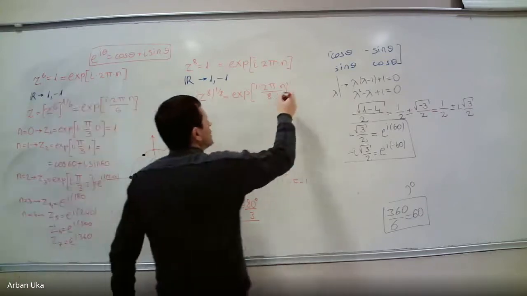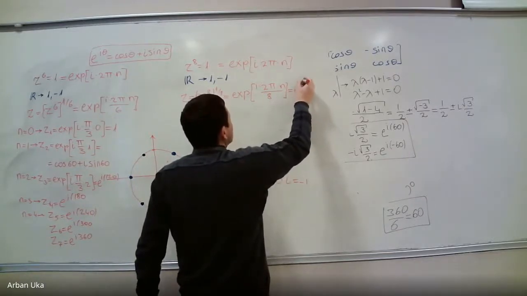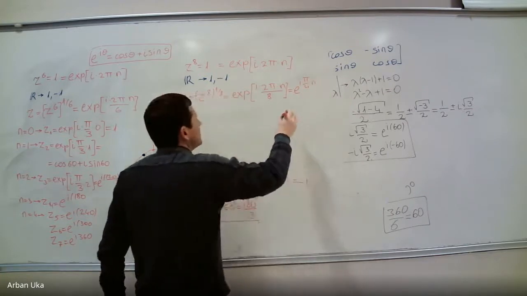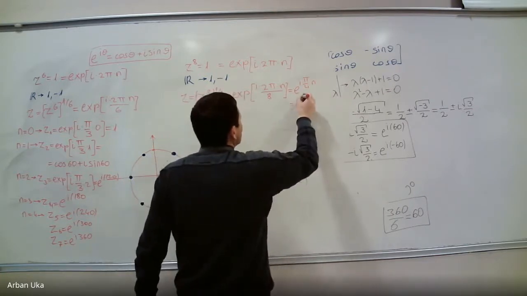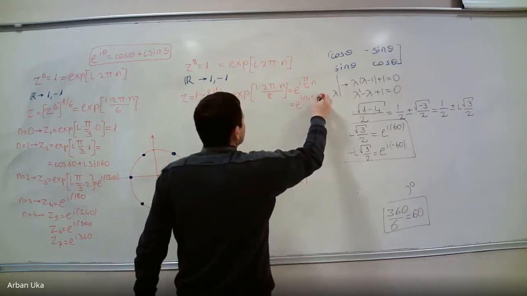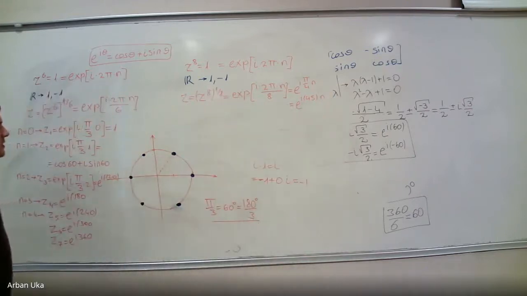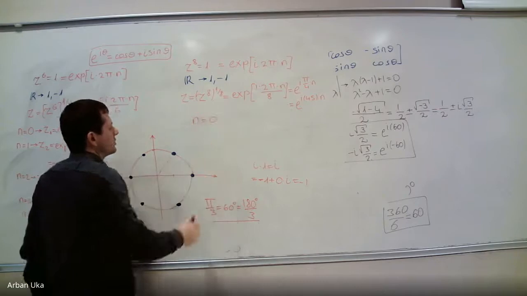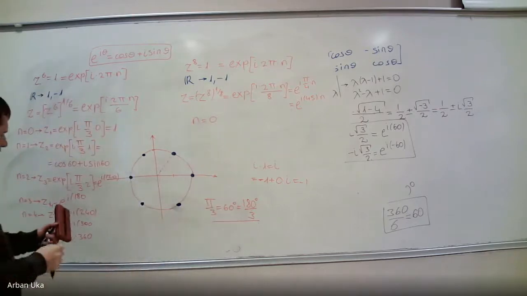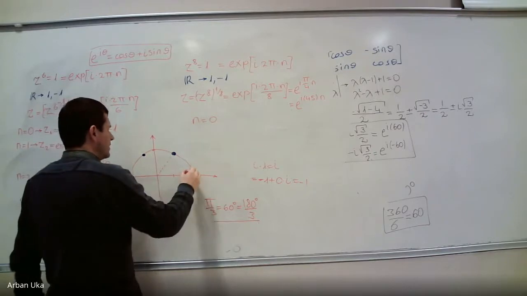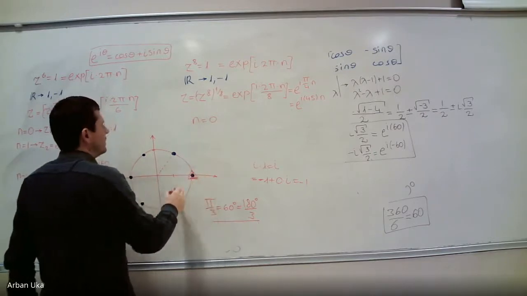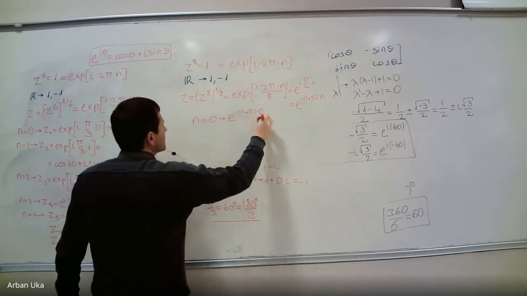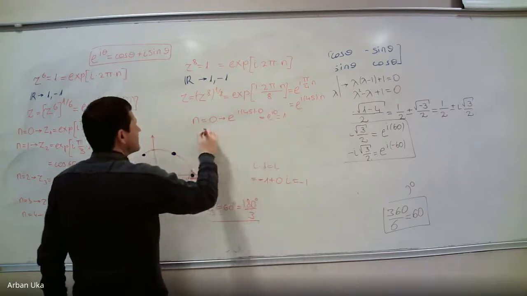Now, this term here would be equal to e to the power i times pi over 4 times n. Or we can also write this as e to the power i times 45 times n. Now let's search for these roots. We first set n equal to 0. If we set n equal to 0, the first value we obtain is this one, which is e to the power i times 45 times 0. e to the power i 0 is 1.